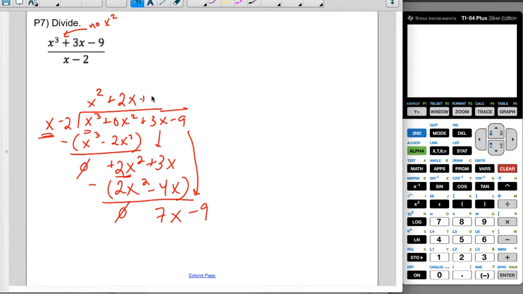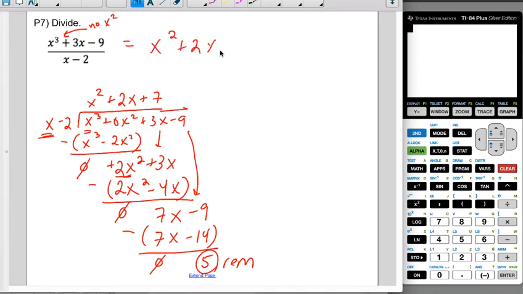And then lastly, I multiply by a plus 7, right? When I do that, I'm going to get 7x minus 14, and I subtract straight down. 7x minus 7x is gone. Negative 9 plus a 14 should give me a 5. That's my remainder. So my answer is x squared plus 2x plus 7 plus my remainder over the divisor.